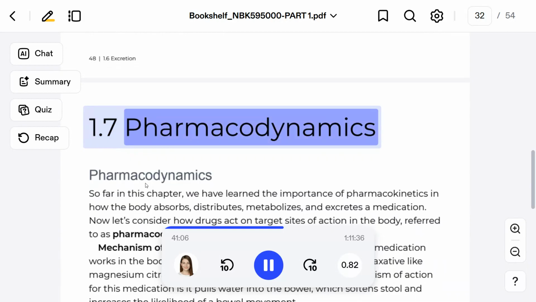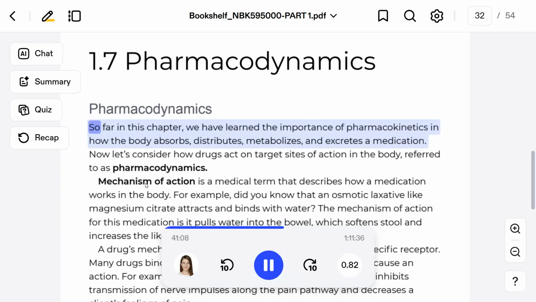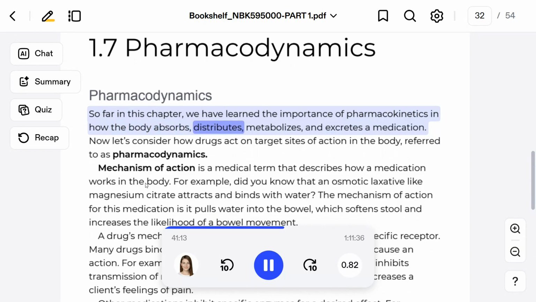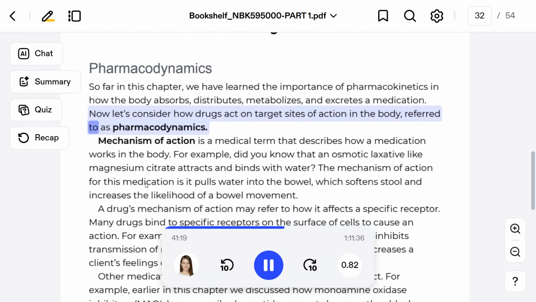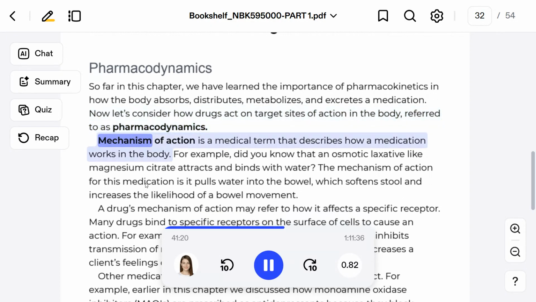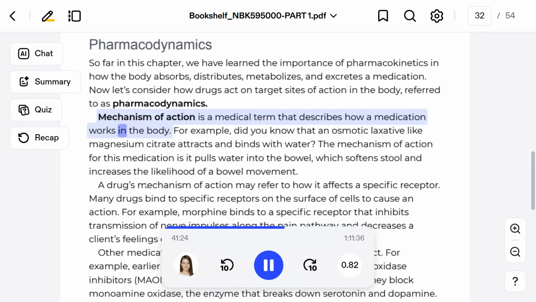1.7 Pharmacodynamics. So far in this chapter, we have learned the importance of pharmacokinetics in how the body absorbs, distributes, metabolizes, and excretes a medication. Now let's consider how drugs act on target sites of action in the body, referred to as pharmacodynamics. Mechanism of action is a medical term that describes how a medication works in the body.